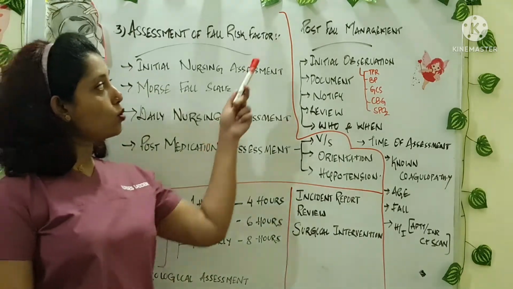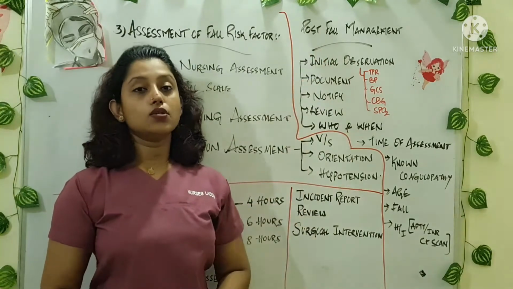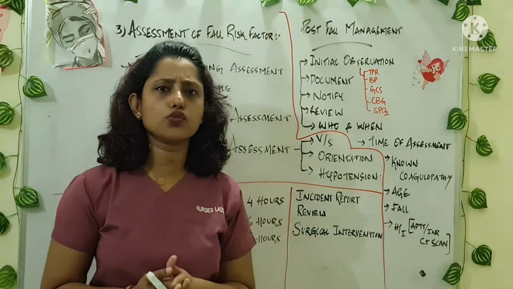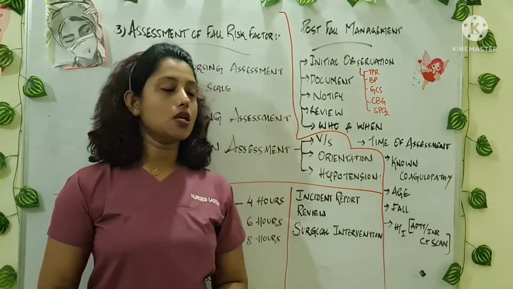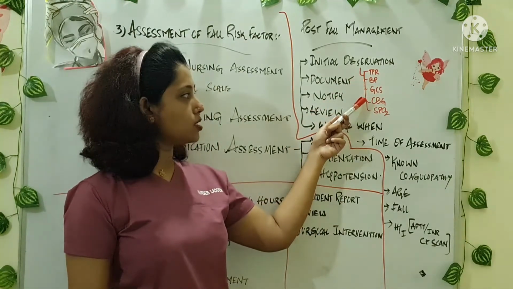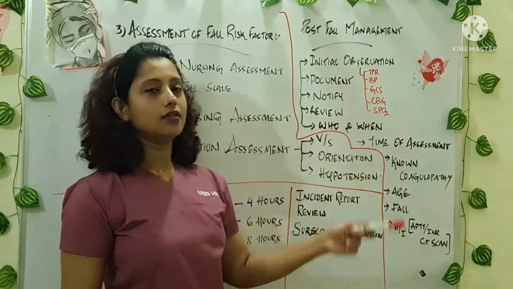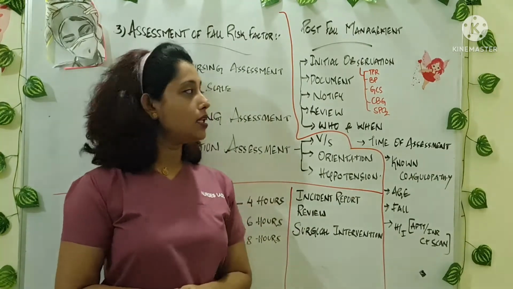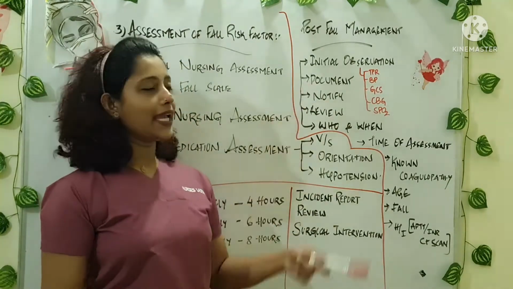Now let's see the post-fall management for any patient who has had a fall recently. Within the first 15 minutes after a fall, what are you supposed to check? You need to do an initial observation of the patient. You will check the temperature, pulse, respiration, all the vital signs, GCS, CBG and SpO2. So mainly it includes the vital signs, the glucose level and also the GCS level of the patient. You will again document.